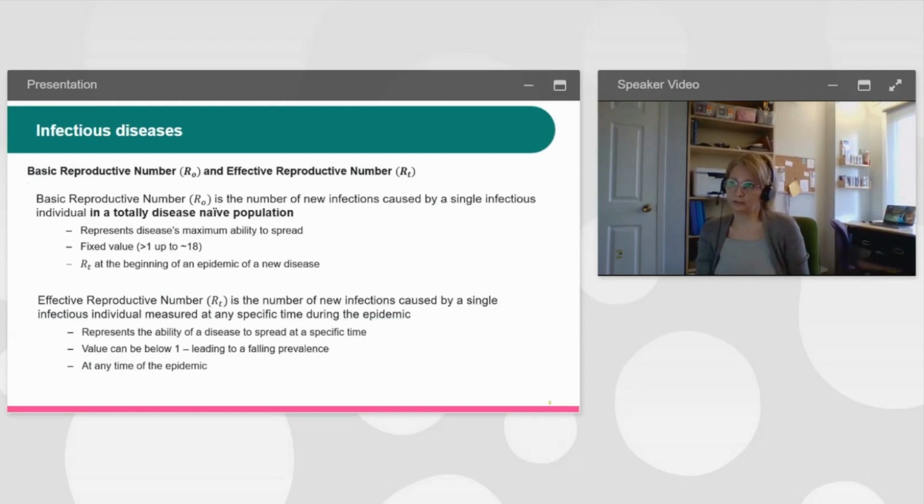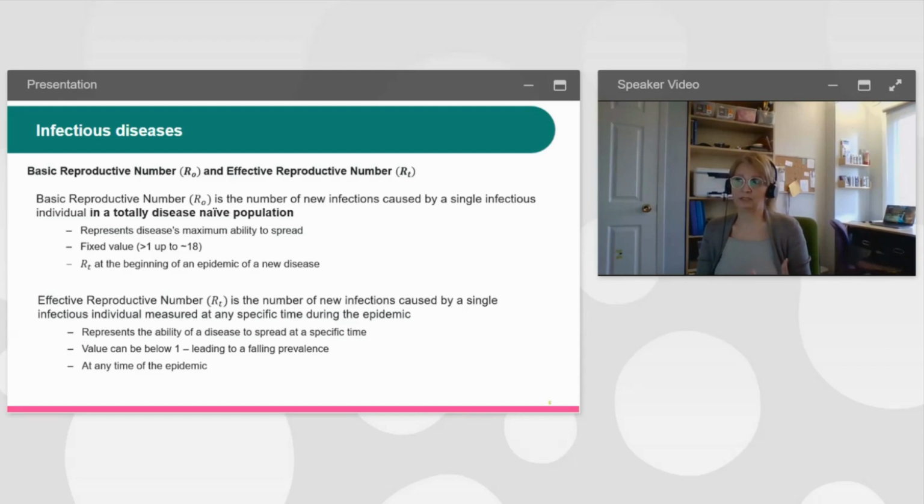So before we actually give answers to these questions, I would like to introduce you to the concept of the basic reproductive number and the effective reproductive number. I'm sure that most of you know this, but let's reiterate. The basic reproductive number is the number of new infections caused by a single infected individual in a totally disease-naive population. That means that at the point when the basic reproductive number is measured, we have no knowledge of the disease and we have no measures that are introduced. It represents the disease itself.